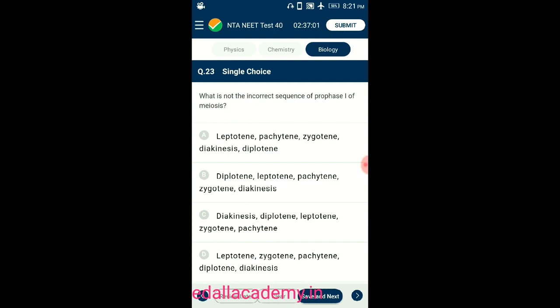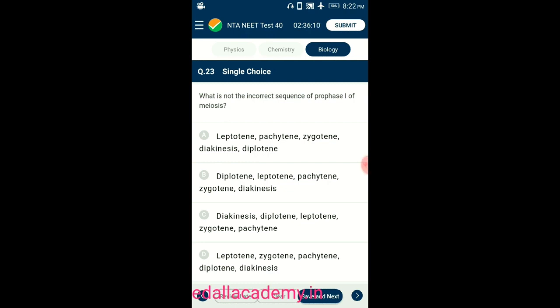Question number 23. What is not the incorrect sequence of prophase 1 of meiosis? Prophase 1 of meiosis is of longest duration and it is further subdivided into 5 subcategories: leptotene, zygotene, pachytene, diplotene, and diakinesis. Leptotene shows bouquet formation. The pairing of homologous chromosomes, or synapsis, occurs during zygotene. Crossing over occurs during pachytene. Chiasmata formation occurs during diplotene and terminalization occurs during diakinesis.